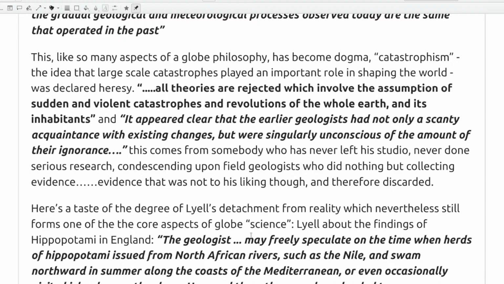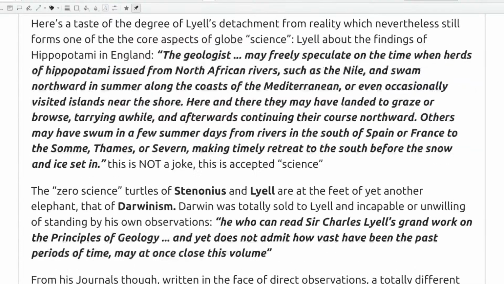This comes from somebody who has never left his studio, never done serious research, condescending upon field geologists who did nothing but collecting evidence. Evidence that was not to his liking, though, and therefore discarded. Here's a taste of the degree of Lyell's detachment from reality, which nevertheless still forms one of the core aspects of globe science, quote-unquote. Lyell about the findings of hippopotamus in England.